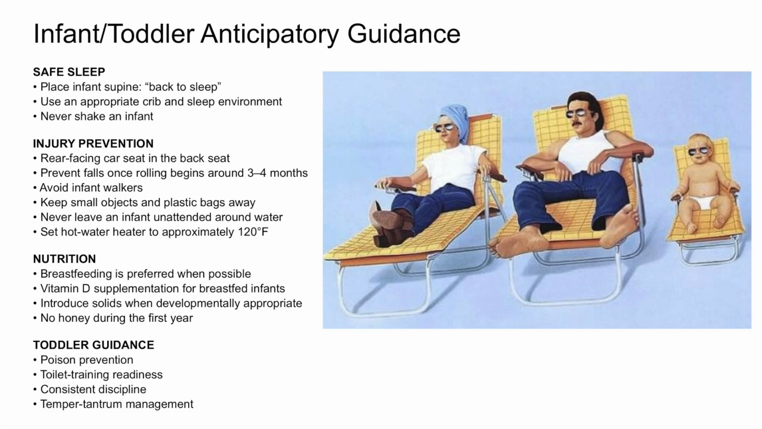So nutritional guidance includes human milk when available, vitamin D supplementation for breastfed infants, introduction of complementary foods at about 6 months when developmentally ready, and then the avoidance of honey before 12 months because of infant botulism. Toddler counseling shifts towards consistent limits, positive reinforcement, toilet training readiness, and calm management of tantrums. So don't shake your baby.